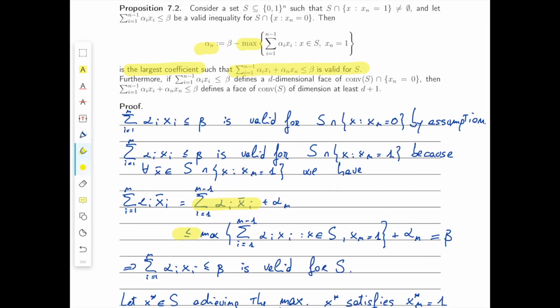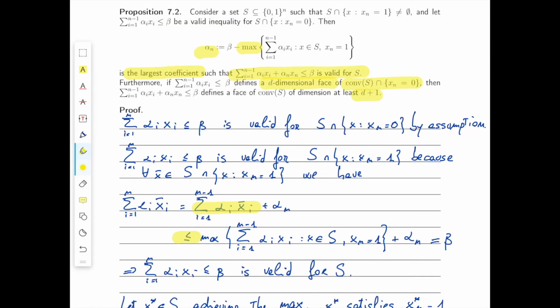Everything we need to show now is about the dimension of the face. So we're assuming that the original inequality defines a d-dimensional face of conv S intersected with xn equal to 0, and we want to show that the lifted inequality defines a face of conv S of dimension at least d plus 1. So this dimension increases by at least 1. How are we going to show this? Well, we pick d plus 1 affinely independent vectors in the set conv S intersected with xn equal to 0 satisfied at equality by the original inequality. Clearly, they satisfy at equality also the lifted inequality, and we just need one more point, and this one more point is exactly our x star.